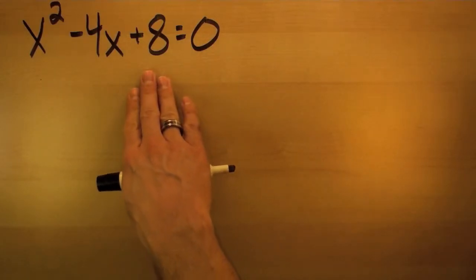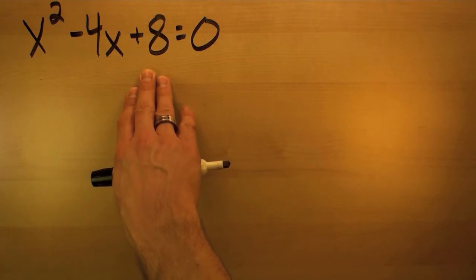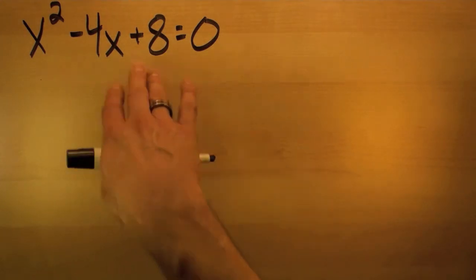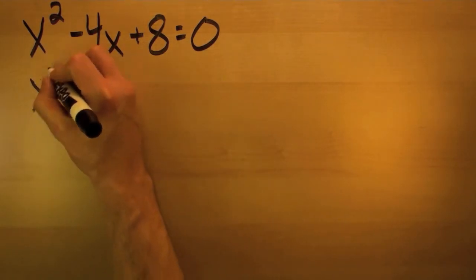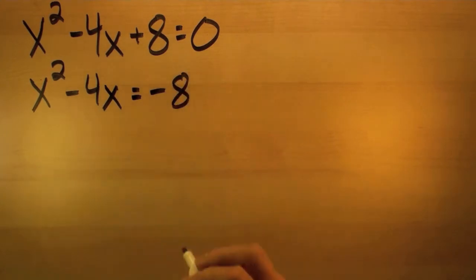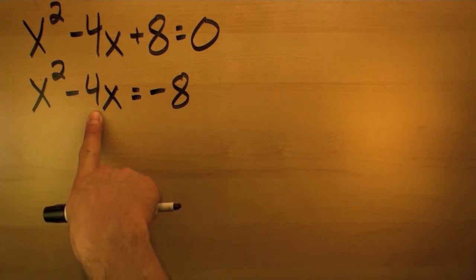Here is an example of a quadratic equation which we could not solve by factoring, but we can solve by completing the square. So let's start by subtracting 8 from both sides. So x squared minus 4x equals negative 8. Now we're going to take half the coefficient on the x term and square it.